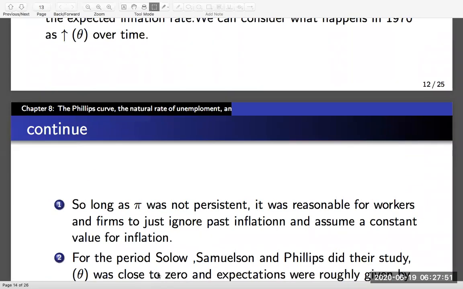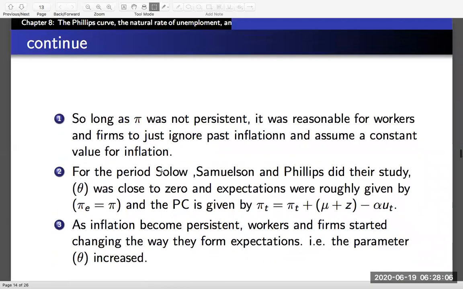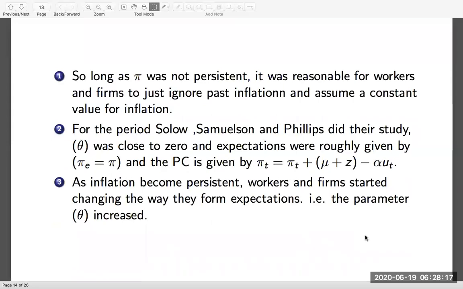So long as inflation was not persistent, it was reasonable for workers and firms to just ignore past inflation and assume a constant value of inflation. For the period in which Solow, Samuelson and Phillips did their study, theta was close to 0, and the expectations were roughly given by that. But that did not hold later. As inflation became persistent, workers and firms started changing the way they formulate their expectations, and the parameter theta started increasing. So that is now changing completely.